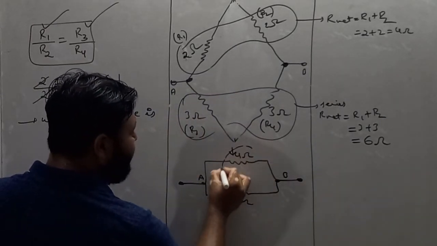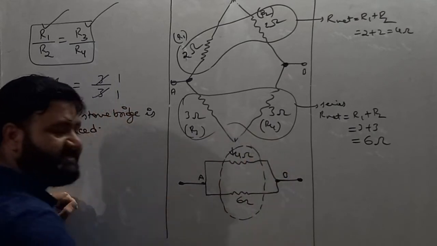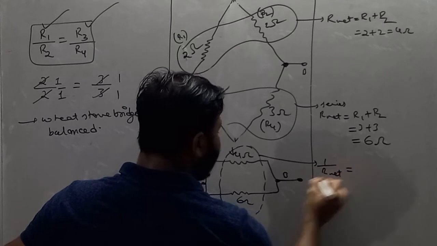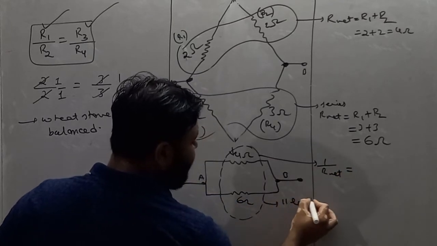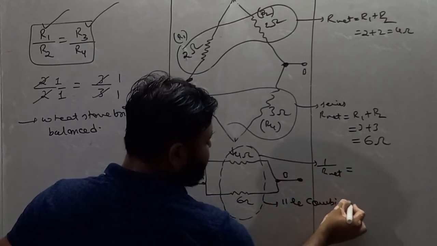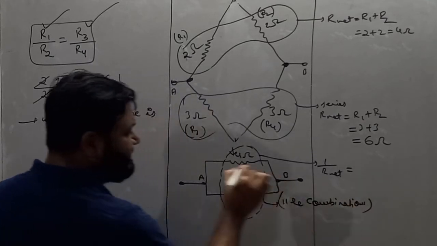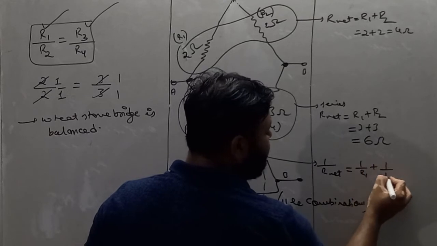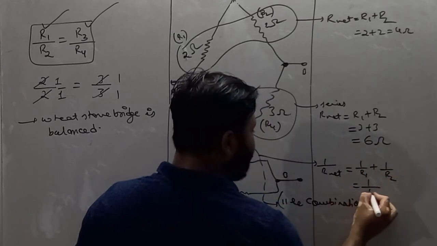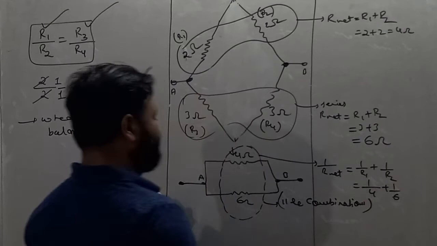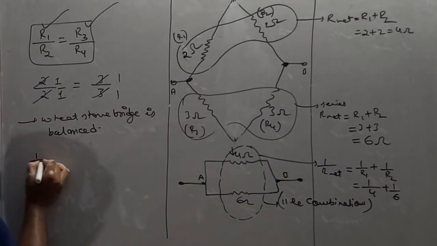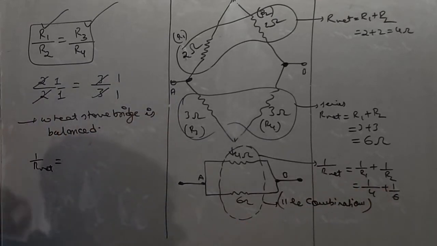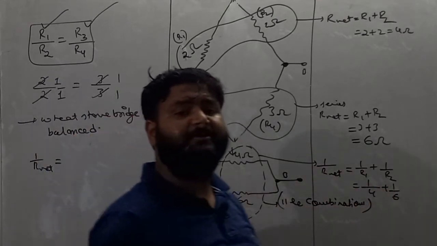Now see my dear student, these two resistors are in parallel combination, and we know that the net resistance in parallel combination is 1 by R net equals 1 by R1 plus 1 by R2, meaning 1 by 4 plus 1 by 6. So remember dear student, 1 by R net is equal to, you have to take the LCM, and after that you will get your net resistance.